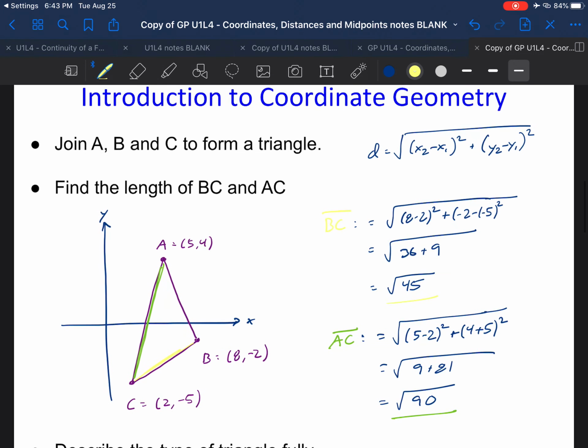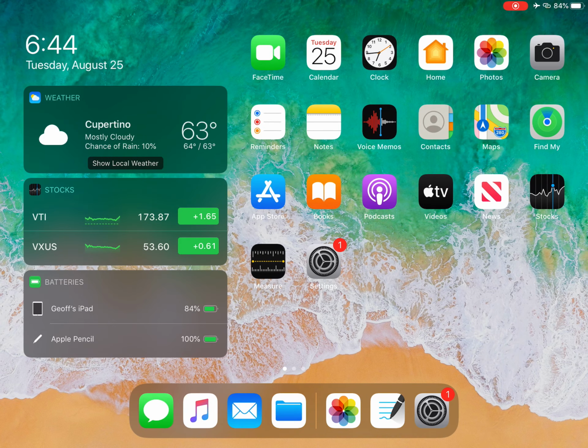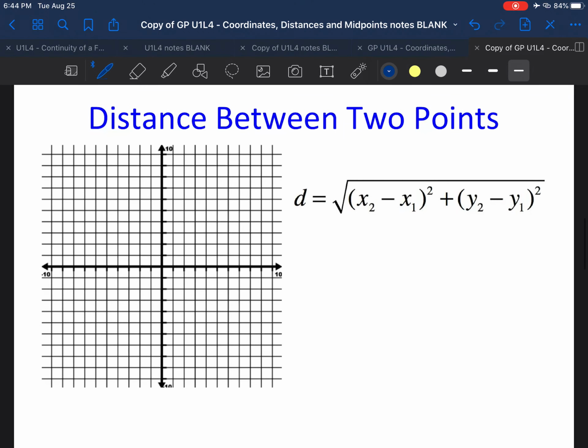Describe the type of triangle fully. I don't really know what to say by that. All right, so we haven't really classified triangles yet, so I'm just going to say we're going to skip that part for now.